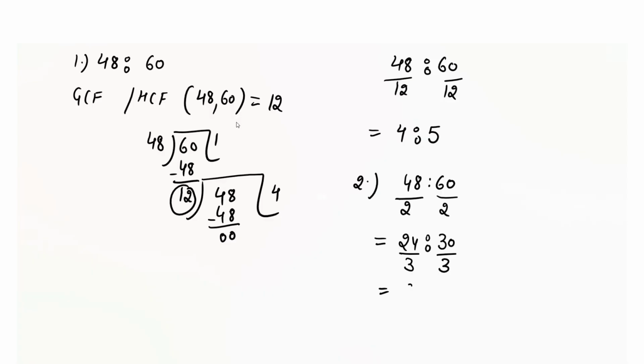So now we will get 8 ratio 10. Now I can divide this by 2 again and finally I'll get 4 ratio 5. So both ways will give you the same answer. Whichever way you find easy, you can go with it.